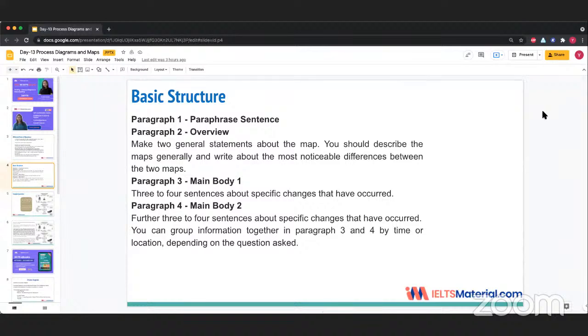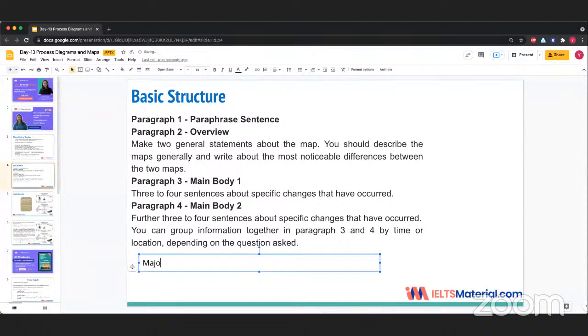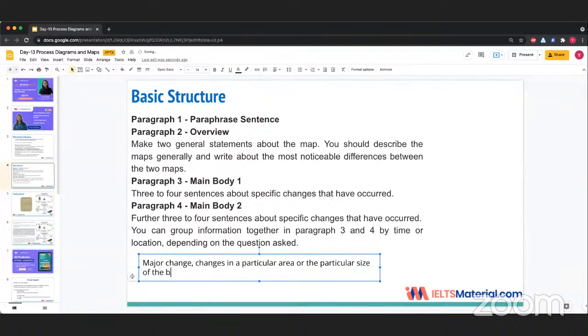Yes, I just wanted a general statement, Charu. The point is, you would be showing the comparison about the major change. So you may describe the major change, right? And what can be the other changes, the changes in a particular area, or the particular size of the building, or what can be described?